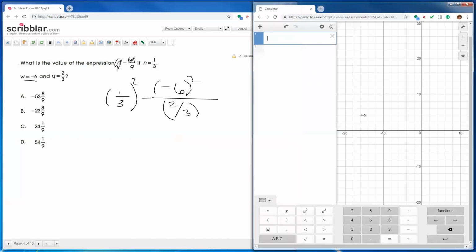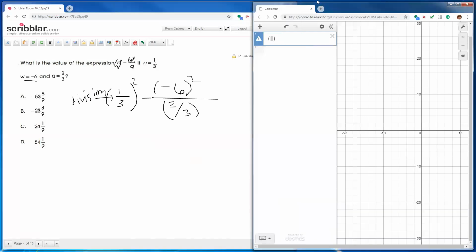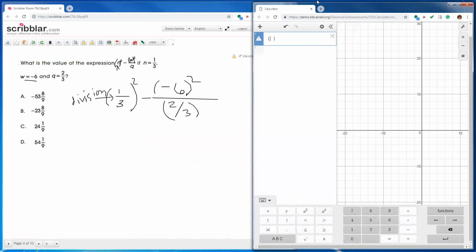Let me get rid of this. The functions button, when I brought it up, I clicked on functions. If I want it to go away so it's not in the way anymore, I click the function button again. So to type this in, we're going to do parentheses. Remember, all fractions are really division bars. So we do parentheses, 1 divided by 3. And you'll notice I am in parentheses now.